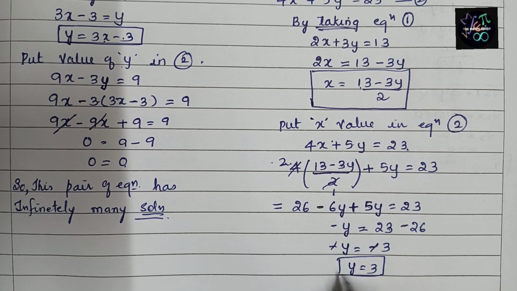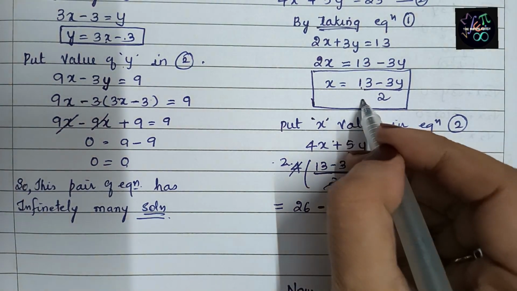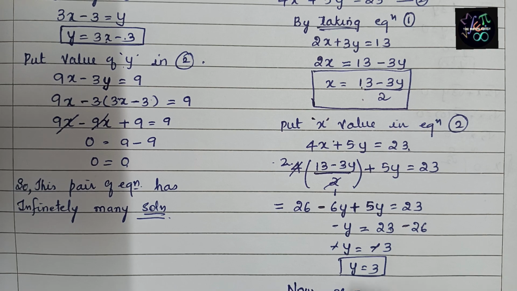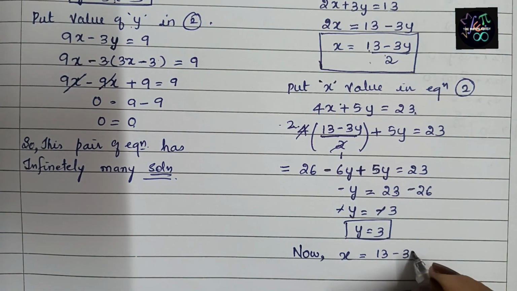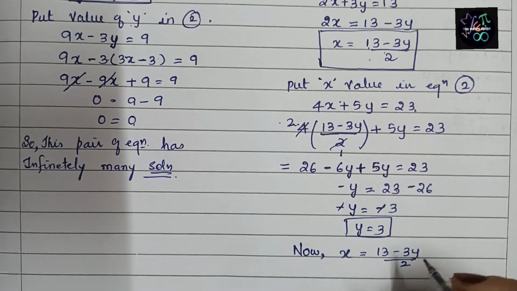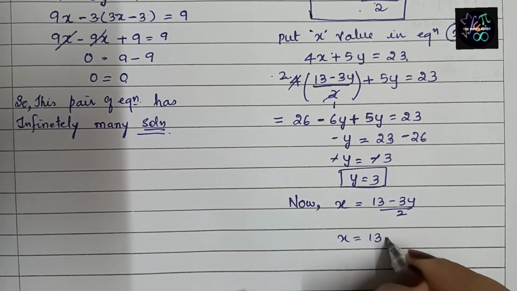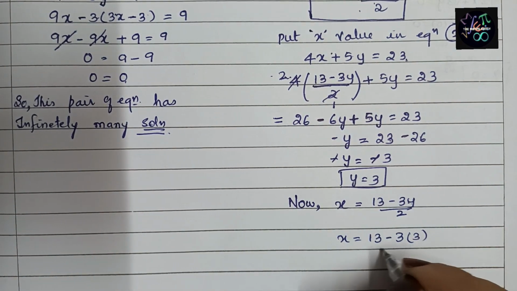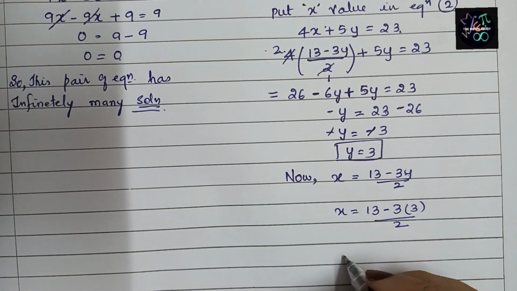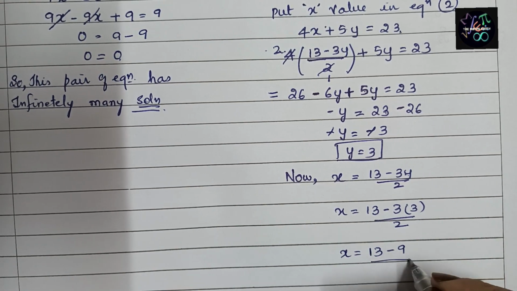We got the y value, but now we want the x value. We already have x here, so x is equal to (13 minus 3y) by 2. Okay, I'll put the y value now. X is equal to 13 as it is minus 3 as it is, and y value 3, upon 2. Correct? So x is equal to 13 minus, 3 3s are 9, by 2.